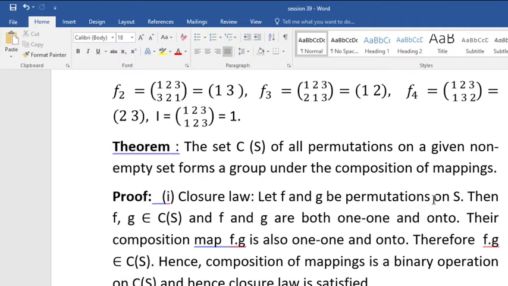Let F and G be two permutations on the set S. Then we know that both F and G are 1-1 and onto mappings. And also we know that the composition of maps F and G is also 1-1 and onto, because if F and G are both 1-1 and onto, then their composition is also 1-1 and onto. And hence we can say that F∘G belongs to C(S). Hence, composition of mappings is a binary operation on C(S), and hence the closure law is satisfied.